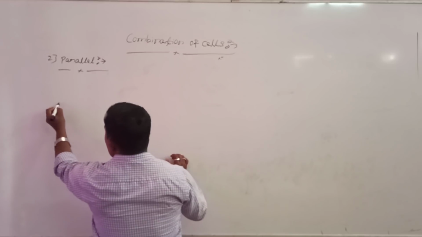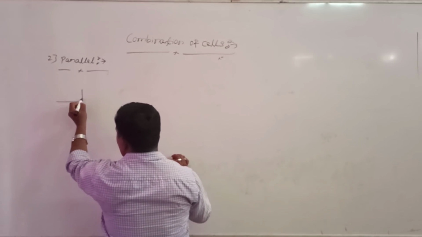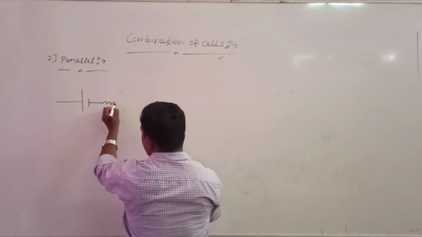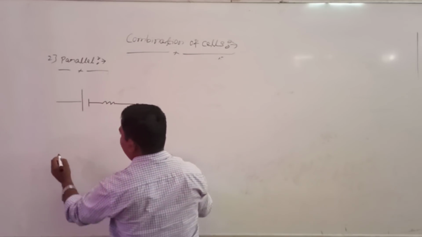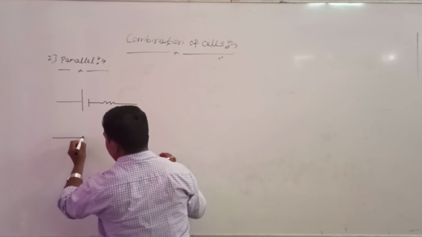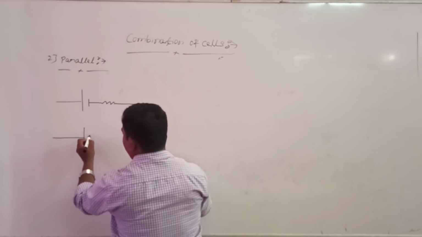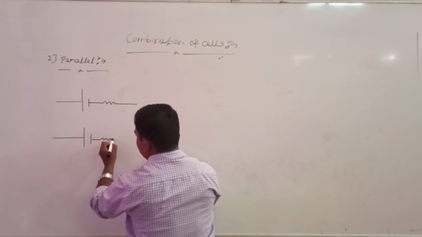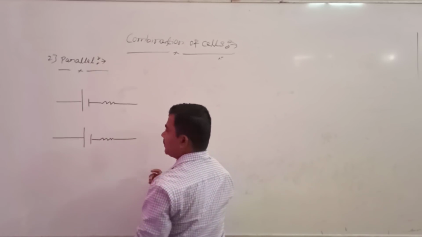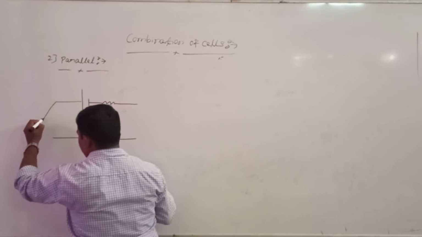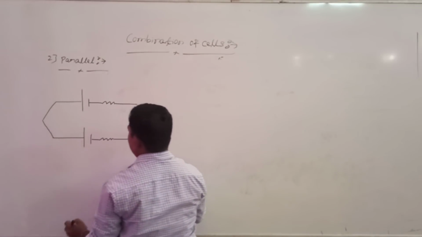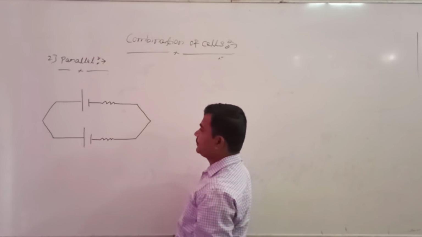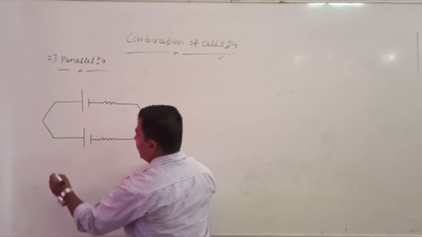Shall I take the situation? This is one cell, positive terminal, negative terminal. It has a small internal resistance. Again, we will take another cell, positive terminal, negative terminal, again with a small internal resistance. All the positive plates are connected to one common point and all the negative plates are connected to another common point.